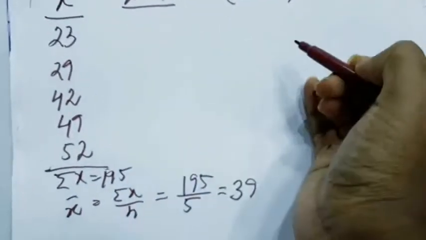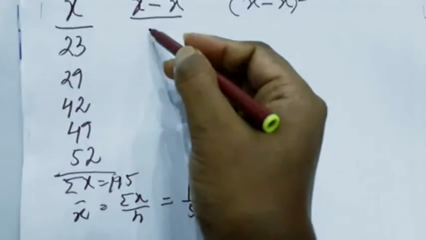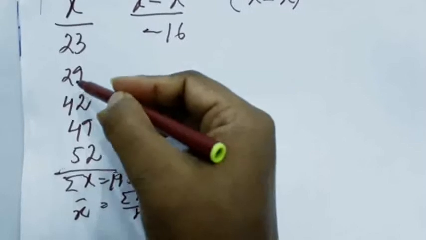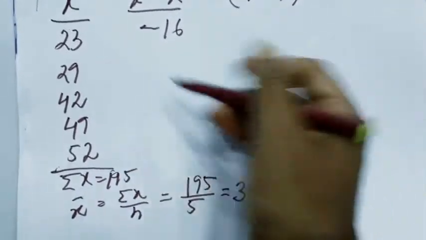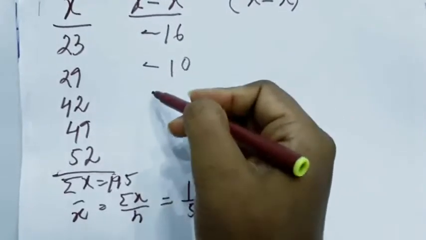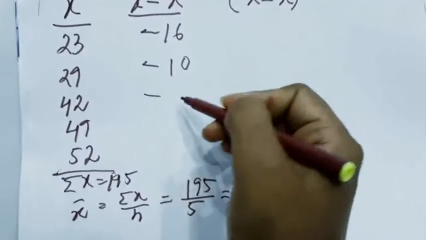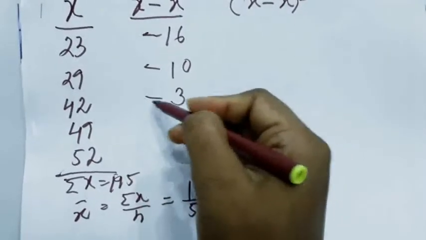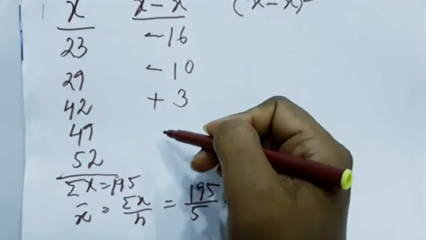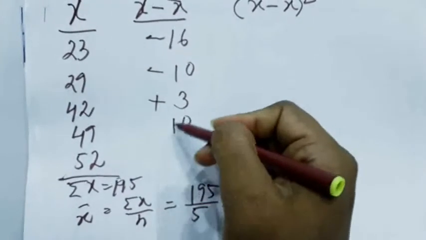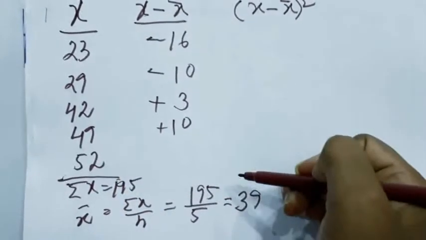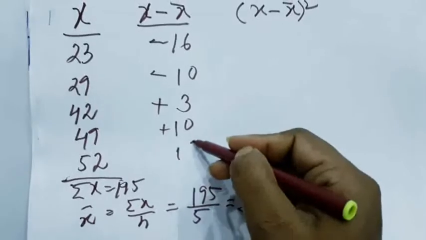Now what we will do? 23 minus 39. How much is it? It is minus 16. Understand? 29 minus 39, minus 10. 42 minus 39, 3. 49 minus 39, it is 10. 52 minus 39, it is 12.